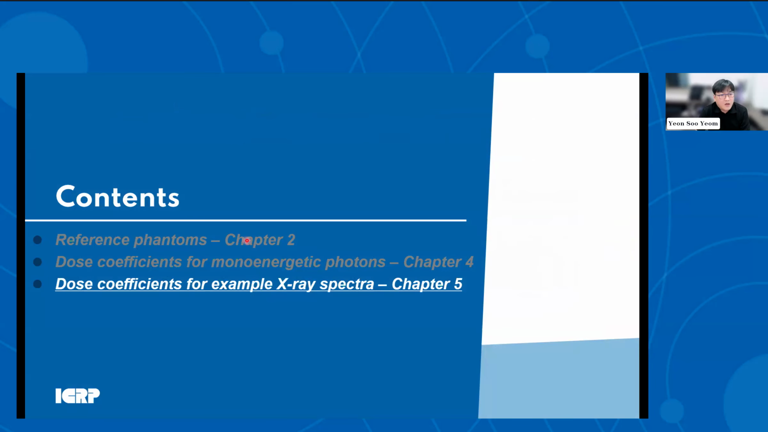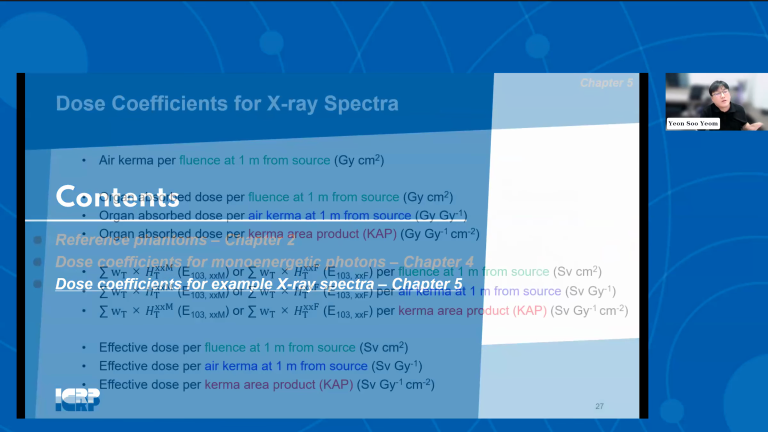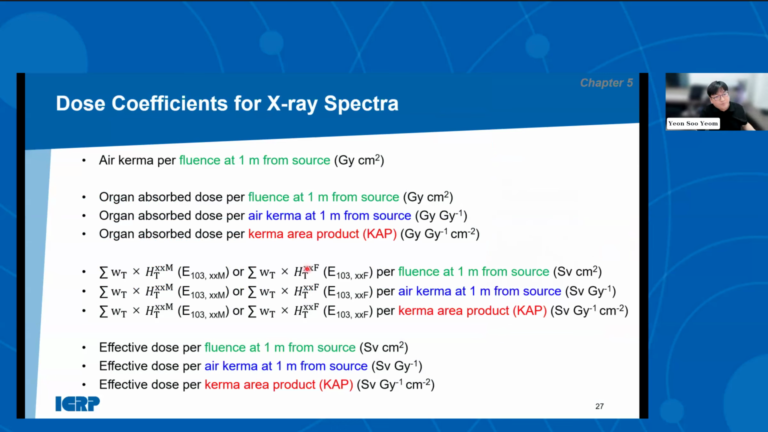Next, I will explain how we calculate those coefficients for example X-ray spectra, which is covered in chapter 5 of the report. In this report, we provided 10 types of those coefficients for the X-ray spectra, including the organ and effective dose coefficients. In addition to the fluence at 1 meter from the source, as in the monoenergetic dose coefficients, here we also consider two measurable quantities, the air kerma and the kerma area product.